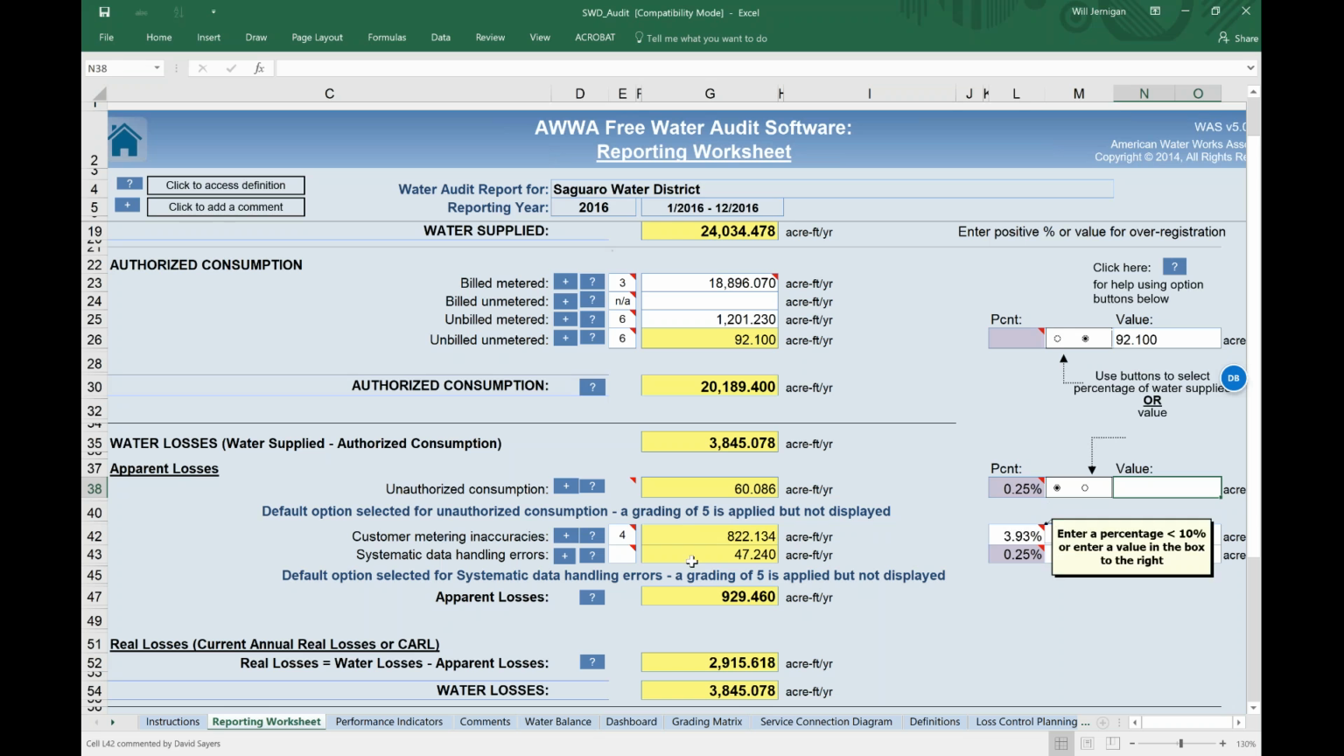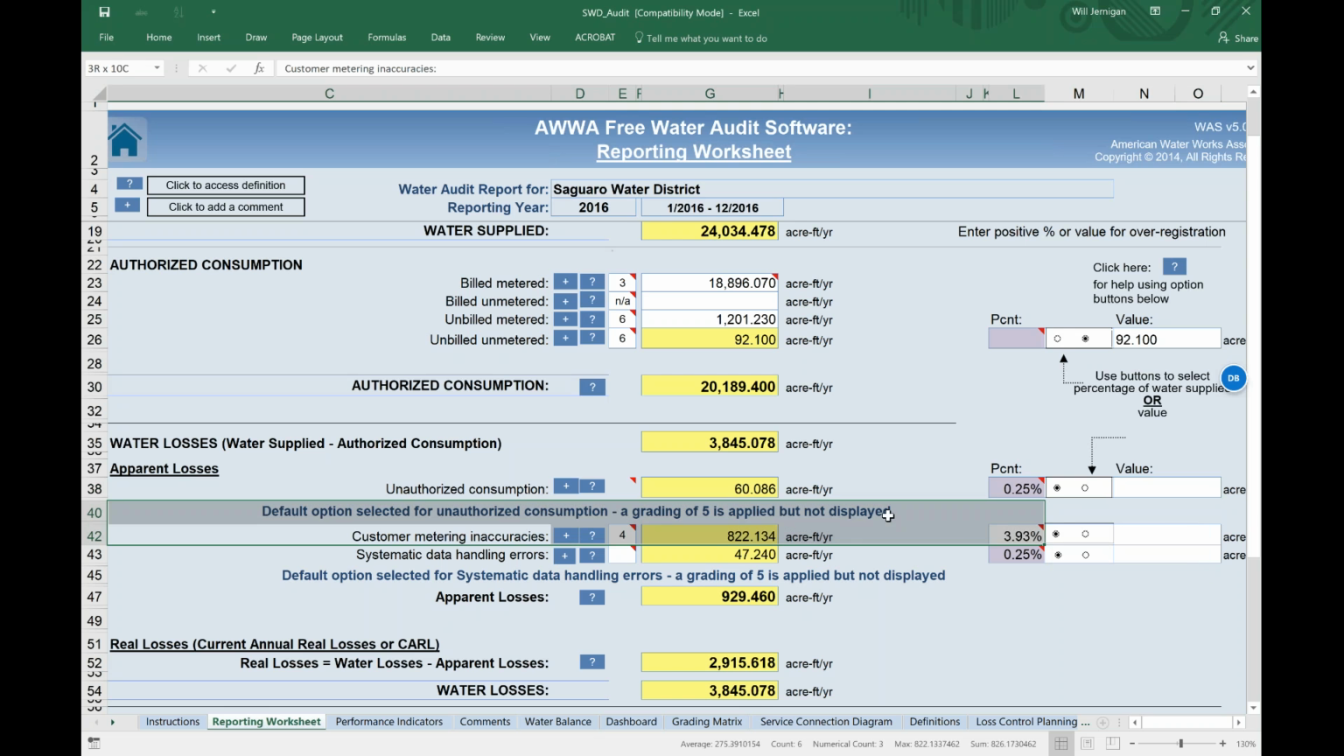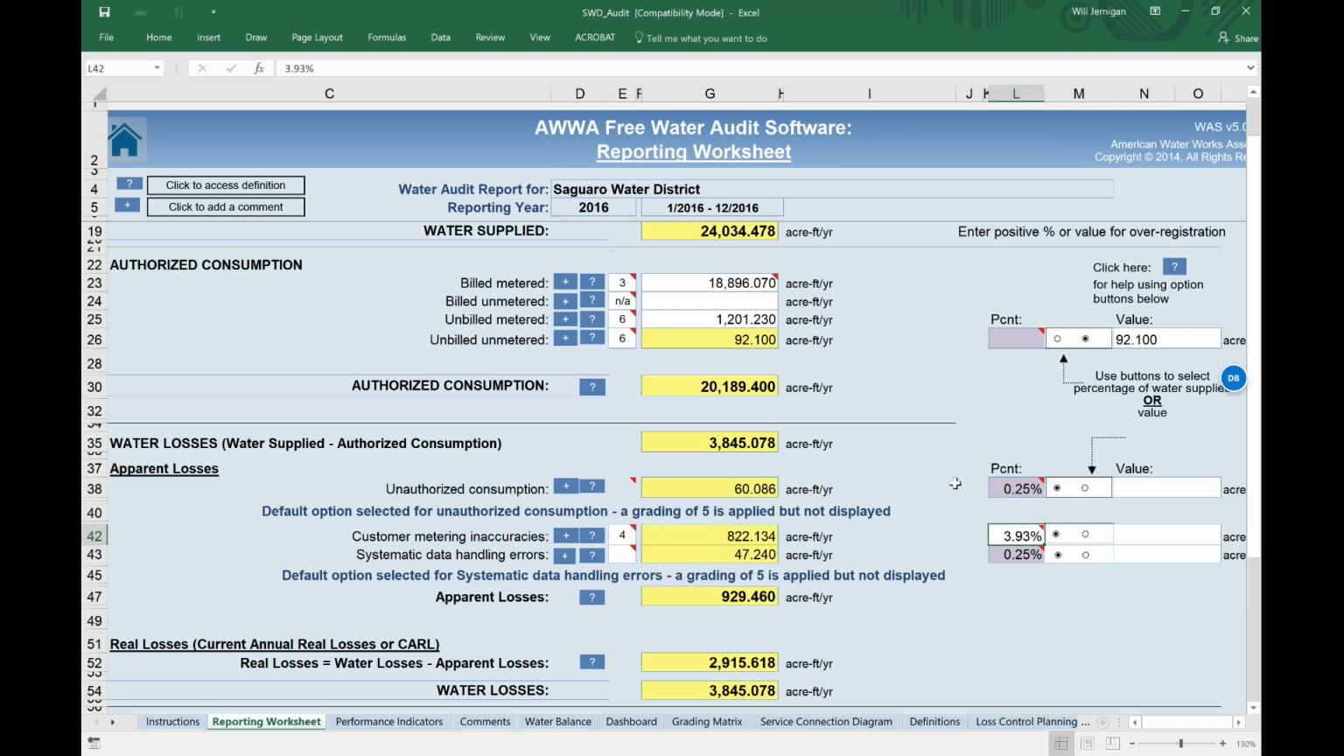And while we're right there, I will mention that this middle box on apparent losses is customer metering inaccuracies. It's essentially for your entire customer meter population, what is in the aggregate, what is the average inaccuracy? So I'll use easy numbers here. If we have 3% in there, that is like saying that our meter population on average is registering at about 97% accurate. So there is not a default for that.